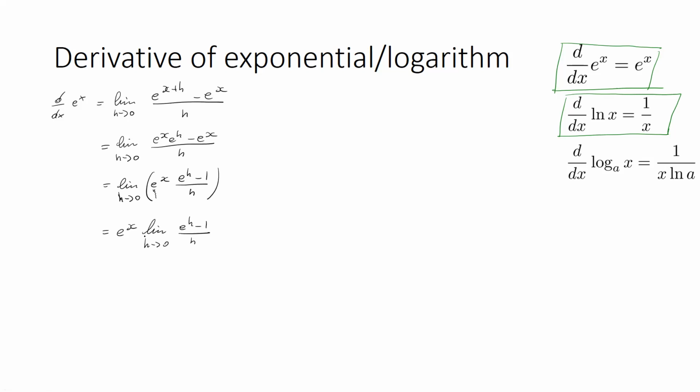And now the difficult part, the thing that we're going to skip, is that this limit is actually equal to 1. And the whole expression for the derivative therefore becomes e to the x. For the natural logarithm, you can do something similar, but you'll run into trouble. Also, there's something there that you cannot calculate with what we've seen, so you can just accept this as given.